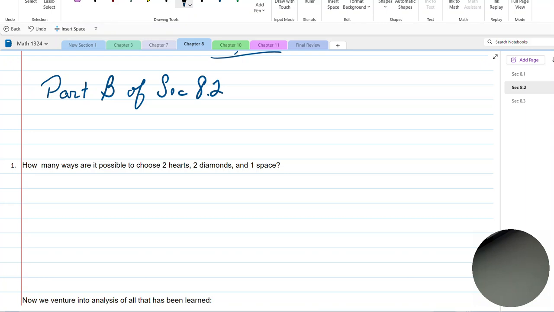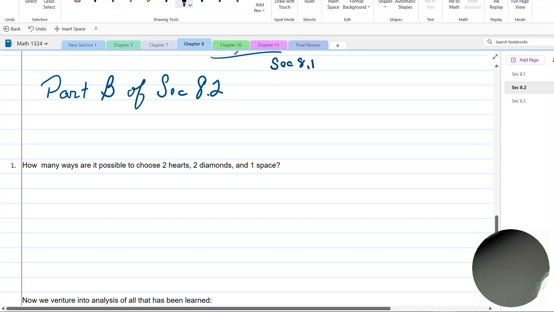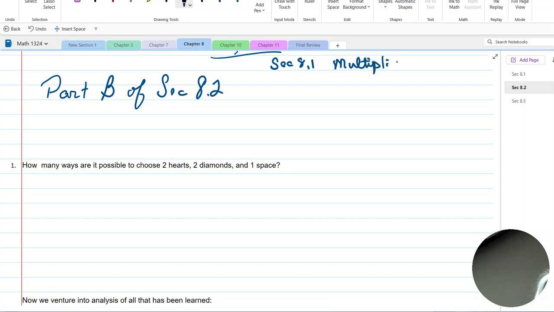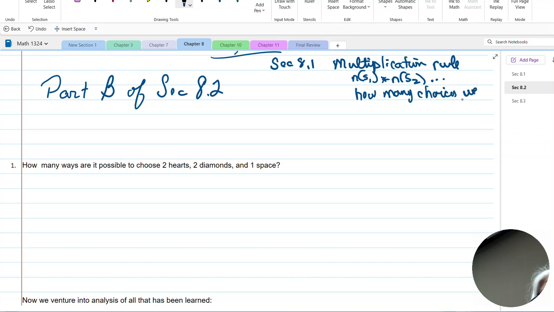So in this part, let's review. In section 8.1, we learned about the multiplication rule, where we said if I had the cardinality of the first set times the cardinality of the second set, etc., till we got all the sets, we got how many choices we could have.